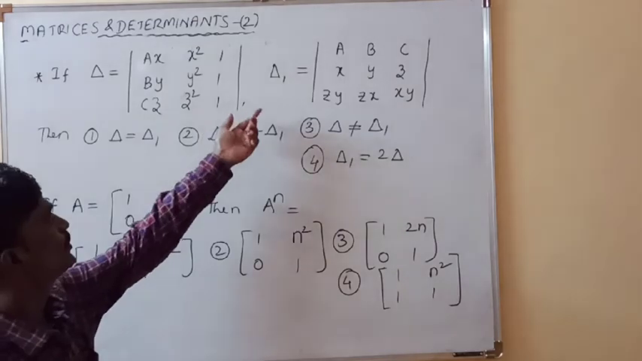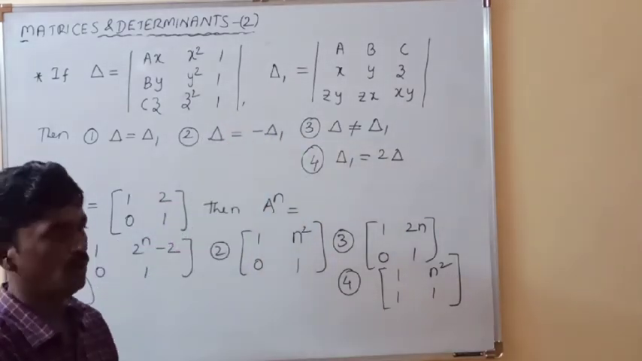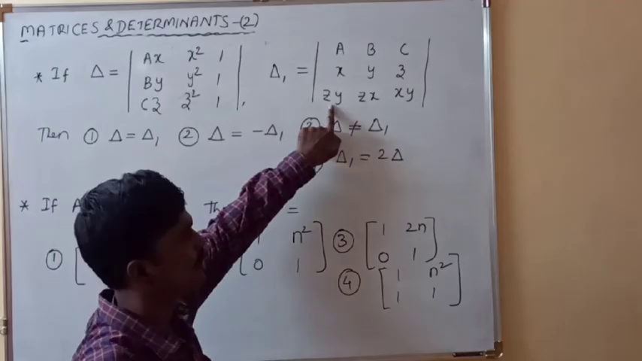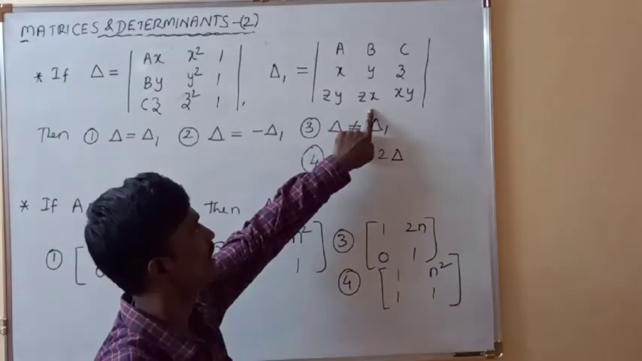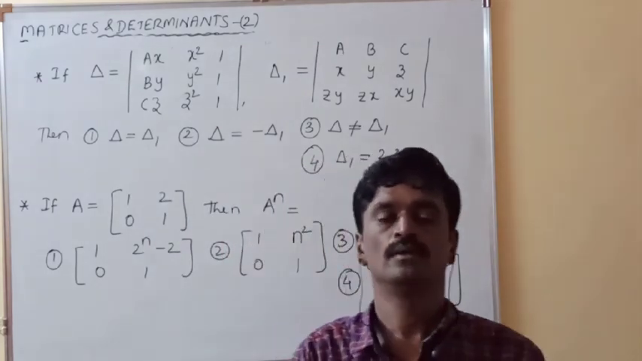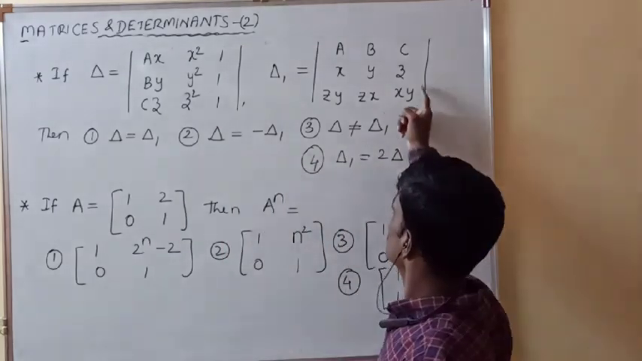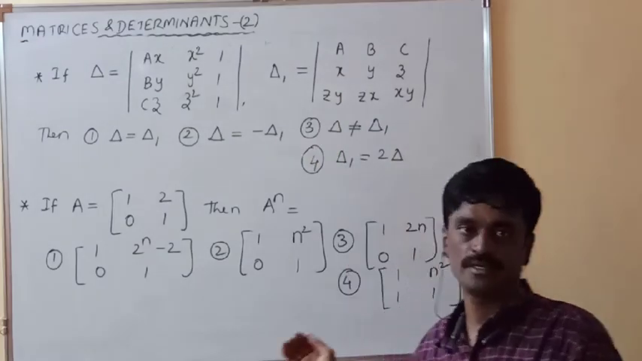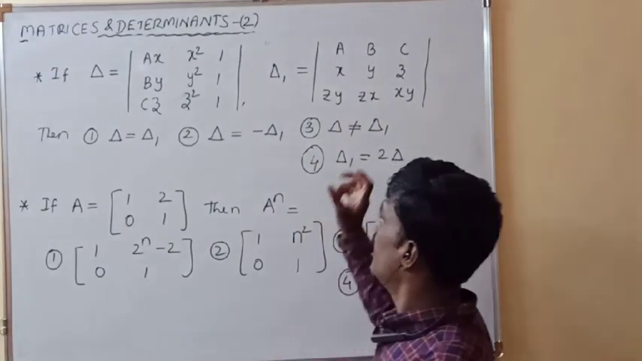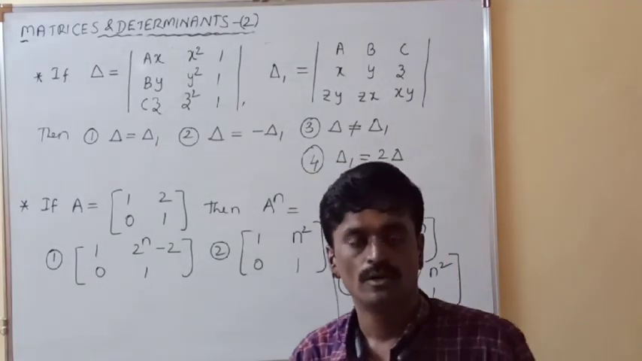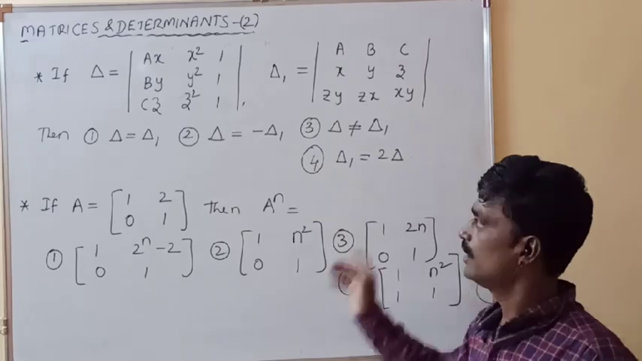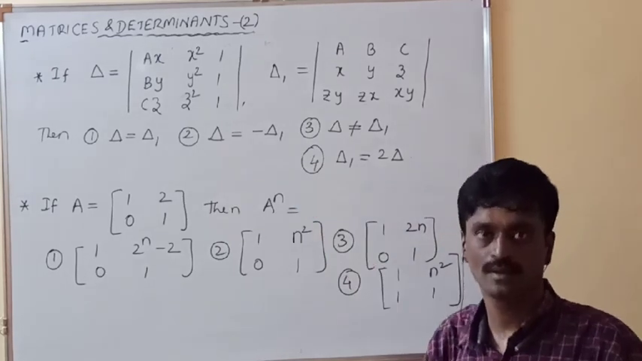Here you put x, y, z values, or the method is: multiply the first column by x, the second column by y, the third column by z. At the same time you divide by x, y, z, and in the third row you will get x, y, z common. Then by looking at delta 1 and delta, you will come to know which of the four options is correct.